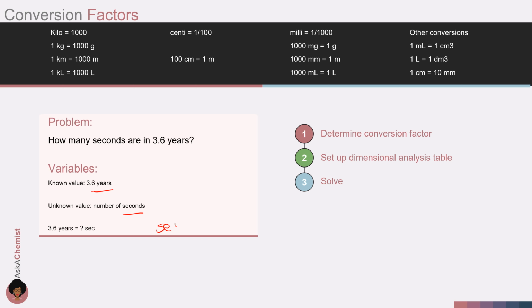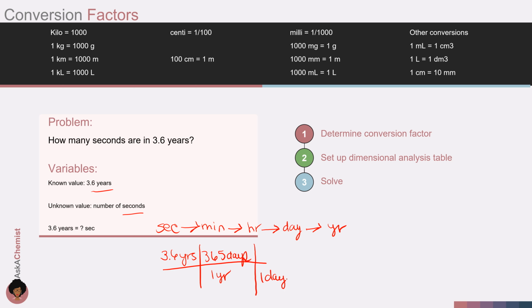We know that we can figure out the number of seconds in a minute. We can figure out the number of minutes in an hour. We can figure out the number of hours in a day. And finally, we can figure out the number of days in a year. So we're starting off with 3.6 years. In 1 year, there's 365 days. And in 1 day, there's 24 hours.